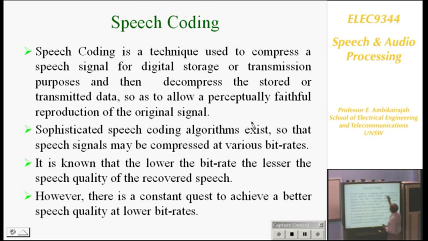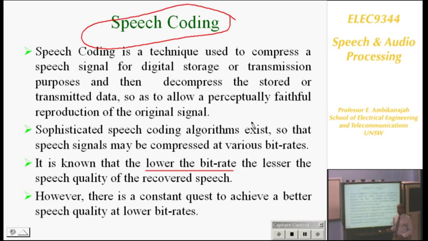So in speech coding, what we are really interested in is a lower bit rate while achieving high quality speech. Normally, if you take telephone speech, it is an 8 kilohertz sampling rate, with 8 bits for each sample, so it's 64 kilobits per second. So normal telephone speech is 64 kilobits per second.